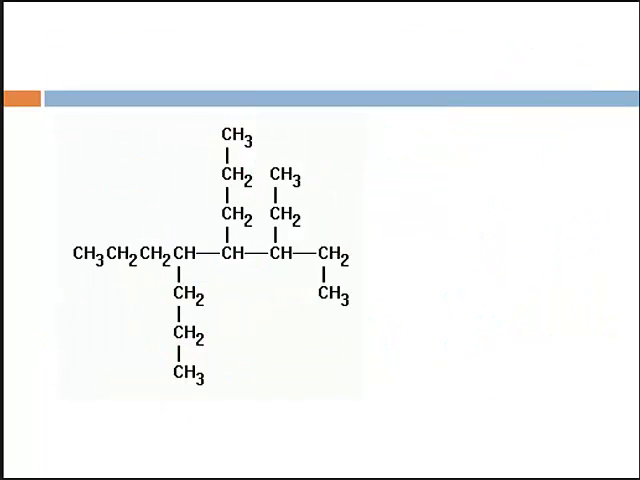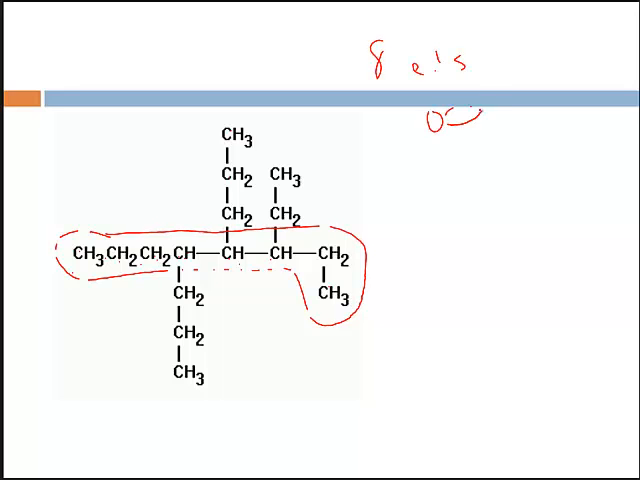Let's try another one. Once again, you're looking for the longest chain. So we have 1, 2, 3, 4, 5, 6, 7, 8. No matter what, I'm going to have 8. So I'm going to add all those together. So 8 carbons is oct. It's all single bonds, so it's going to be octane. It's going to be an ane.